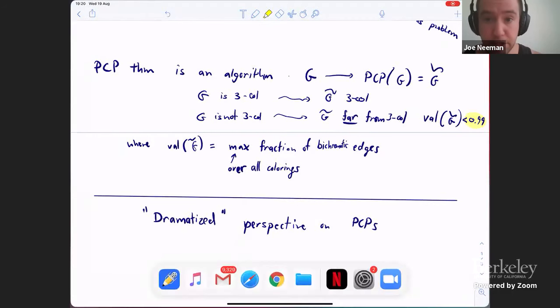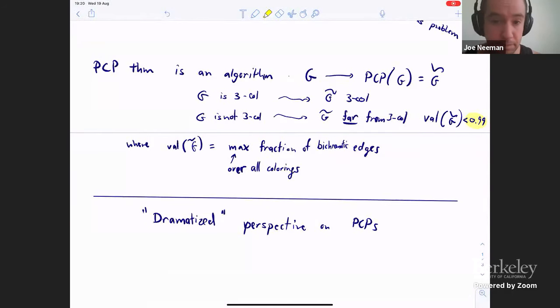So someone asked, how much bigger may G tilde be than G? And whether 0.99 can be replaced by any bigger constant? Right. So these are excellent questions, and I'm going to get back to them soon. But first, we're going to do an interlude to the dramatized perspective on PCPs. And we'll get to these questions, so I won't forget.